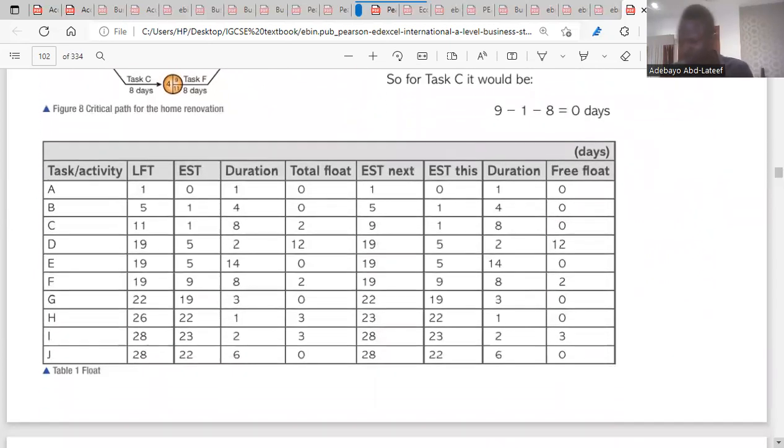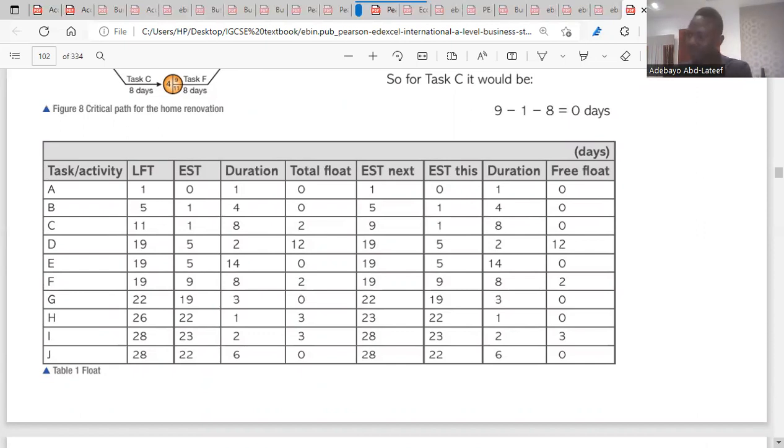Then we have the free float. For the free float, what does the free float mean? I said it is the amount of time which a task can be delayed without affecting the following task. So when we talk about free float, it's different from the float. The float is all about the time at which a task can be delayed without affecting the project. Are you with me? Yes. That is the total float. But when we talk about the free float, we're talking about the time at which a task can be delayed without it affecting the subsequent task. That means the following task.